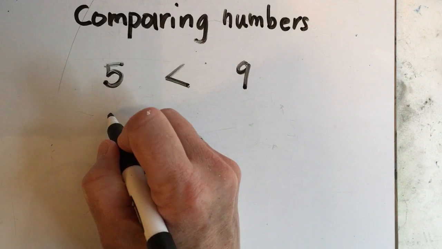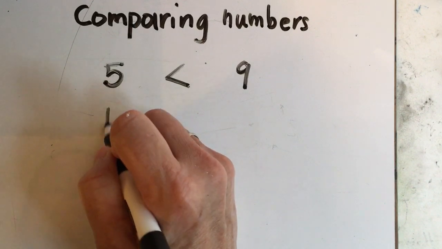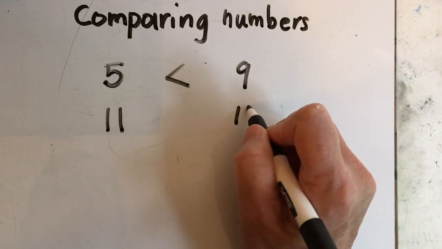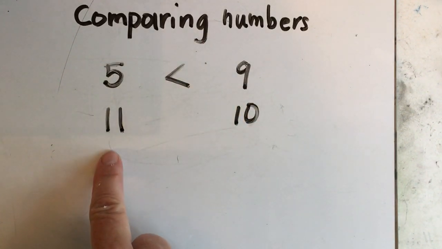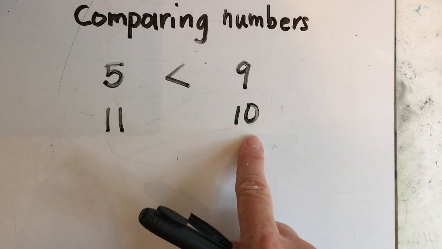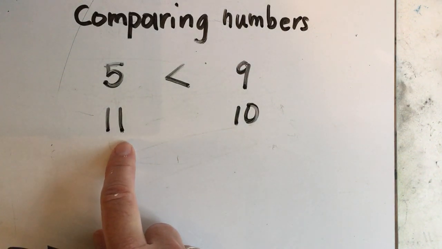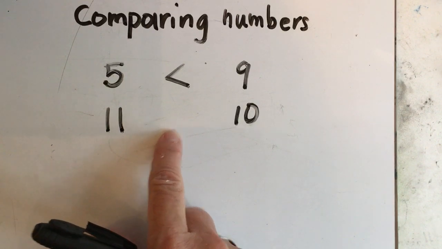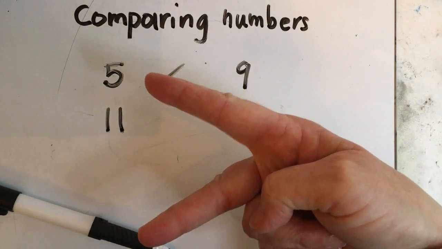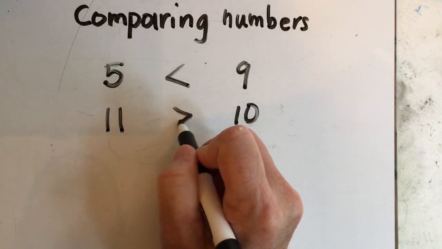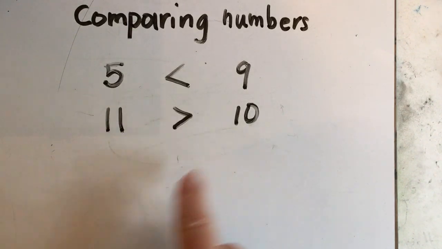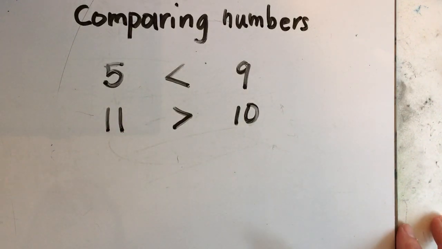All right, I'm going to put another one right down below. Okay, I've got 11 and I've got 10. What symbol am I going to put in the middle? Make it with your fingers, what I should do. 11 is, did you make it with your fingers? Good. Greater than 10. Remember, I'm always reading left to right, just like it's a reading sentence in a book.